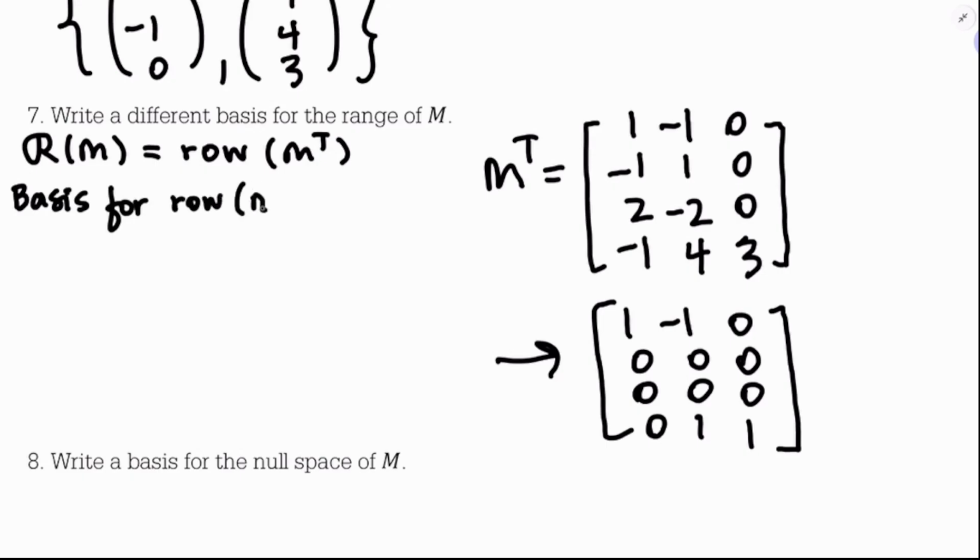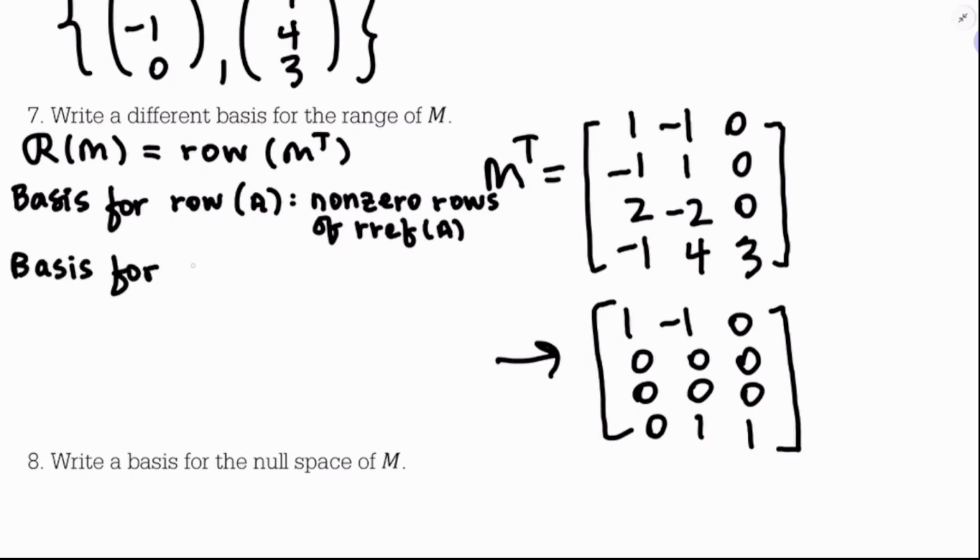Basis for the row space of a matrix, the non-zero rows of the reduced row echelon form. So my basis for the row space of M transpose is going to be non-zero rows, so that'd be 1, -1, 0, and 0, 1, 1.